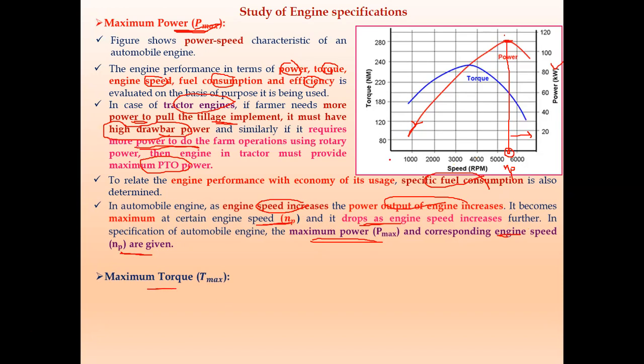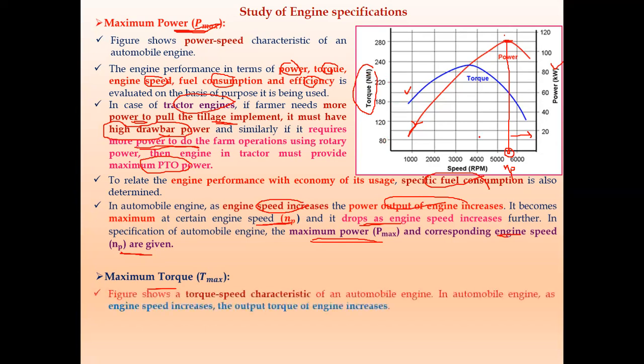If you see in this figure, the other curve, shown by this blue line, is the torque versus speed curve. Here we have torque that is 80, 120, 180, in Newton meter, and here you have speed. So similarly, as with power, the torque speed characteristic of an automobile is very important. And in this automobile engine, as we increase the speed, the torque also gets increased up to a maximum torque.